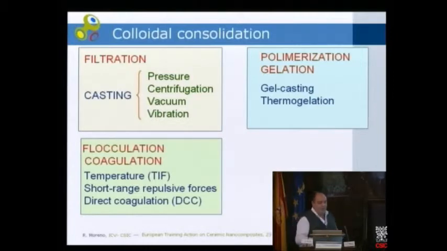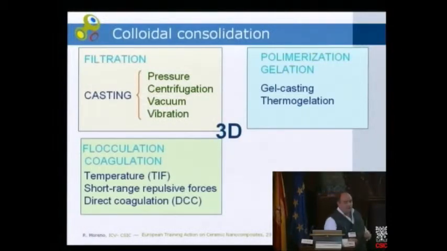I want to separate these two concepts. The consolidation can be done by filtration, in which water passes through the permeability of a mold, can be achieved by flocculation or coagulation methods, or even by polymerization and gelation methods. All these consolidation mechanisms are useful for obtaining bulk materials, monoliths. And in the first case, the forming methods are slip casting based methods, from slip casting and the family of pressure casting, centrifugal casting, vacuum casting, and so on.